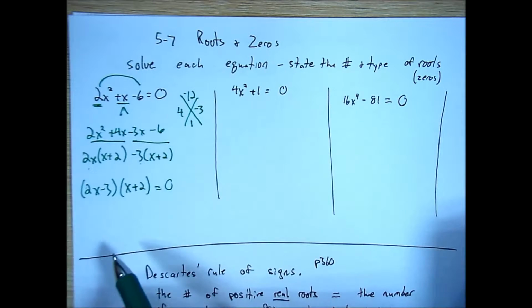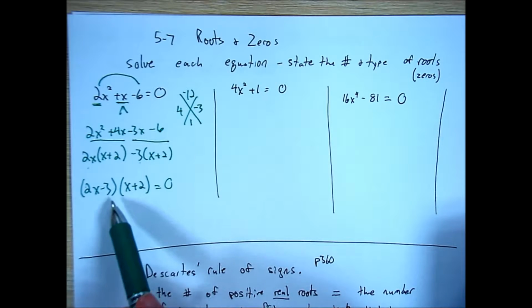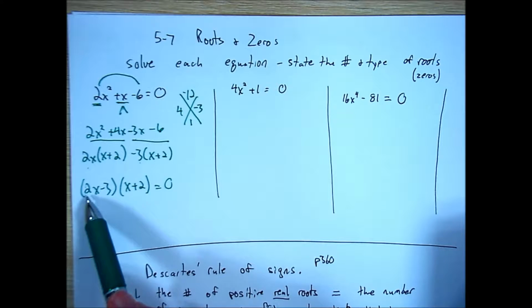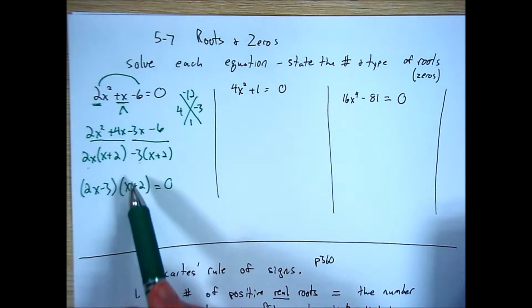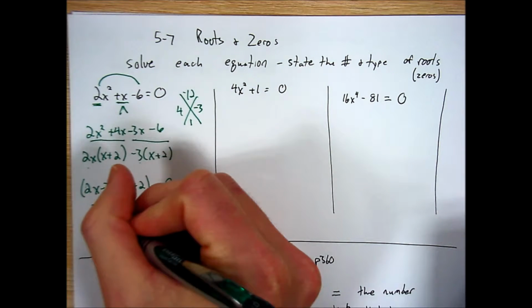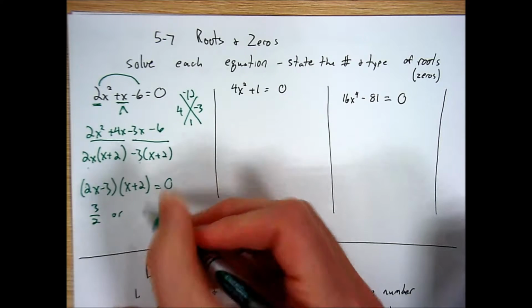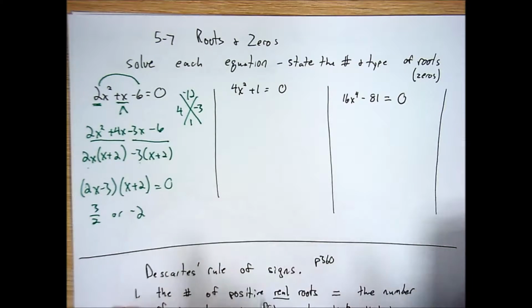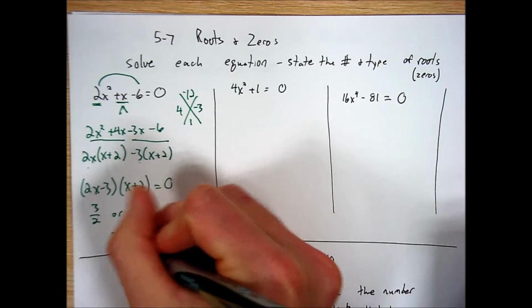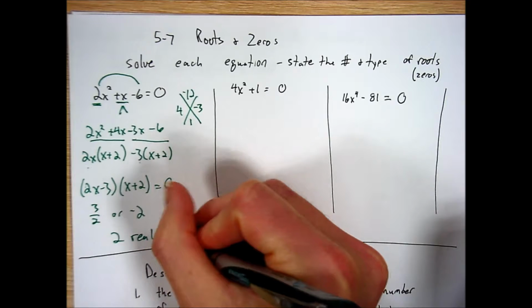Okay, what makes each one equal 0? Remember our trick. Opposite of the back number, so positive 3, divided by the front number if it has one. So positive 3 divided by 2, or negative 2 divided by 1. So we have 2 real roots.